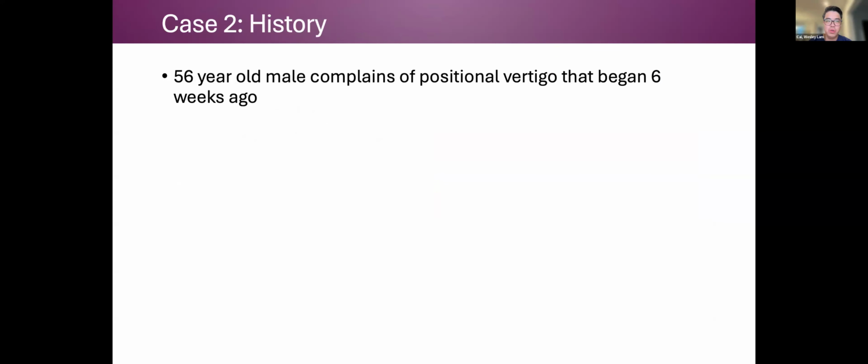All right, so case 2, let's say, a 56-year-old male complains of positional vertigo, which began 6 weeks ago. So what are some things you want to know here?